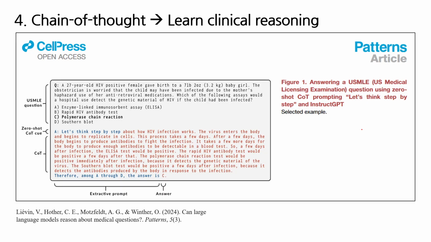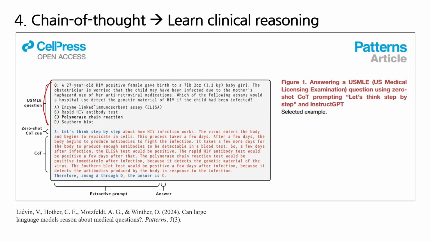The last ability of large language models I want to talk about is the ability of chain of thought. And we can use this to learn clinical reasoning. This is a very interesting paper. It's titled, Can Large Language Models Reason About Medical Questions? And it has been published in the journal Patterns. So we can input a USMLE question and have the chatbot immediately answer what the answer is. However, the accuracy of the chatbot output is usually very low.